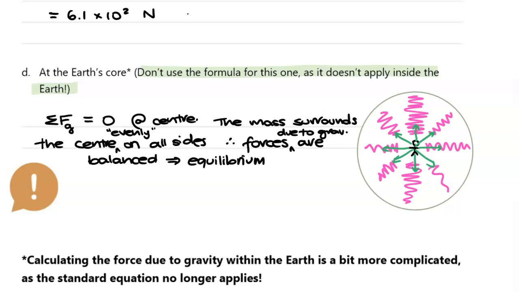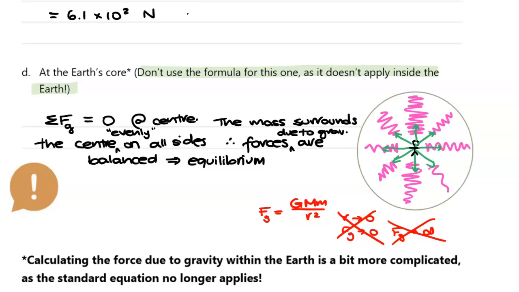Now, a way I've seen this question answered incorrectly in the past. Some people try and apply this formula here incorrectly, GM on r squared, and they try and tell us that if r approaches 0, then Fg approaches 0. That is downright wrong. In that example, if r approached 0, according to this formula, Fg would actually approach infinity. And that's not the case here. The force due to gravity actually equals 0.